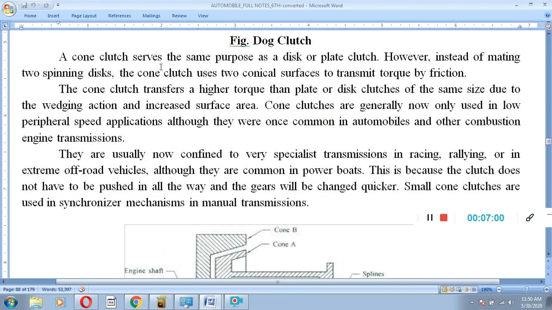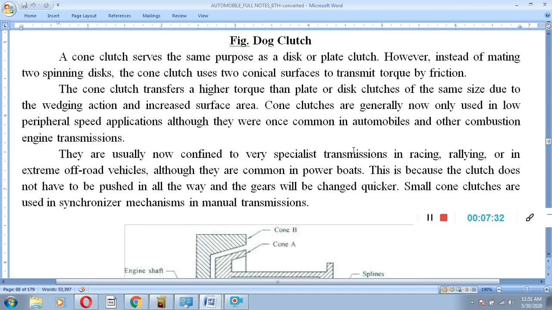Okay. A cone clutch serves the same purpose as a disc or a plate clutch. However, instead of mating two spinning discs, the cone clutch uses two conical surfaces to transmit torque by friction. The cone clutch transfers a higher torque than the plate or disc clutches of the same size due to the wedging action and increased surface area.